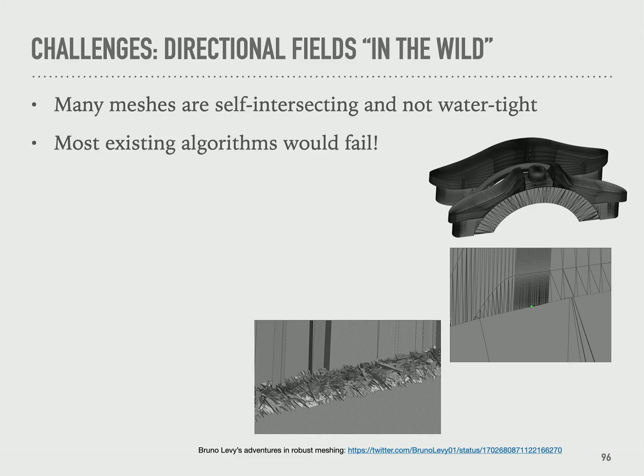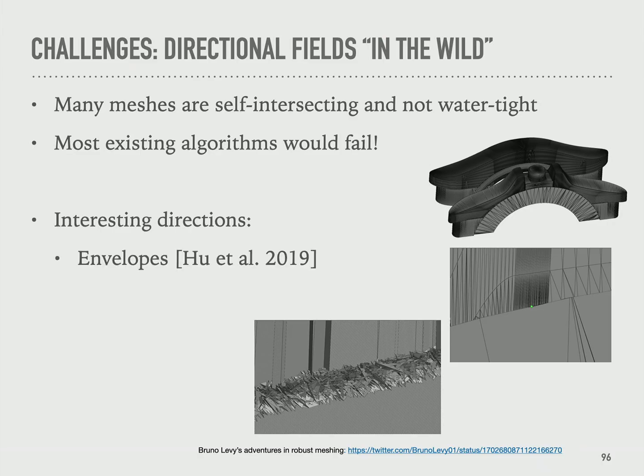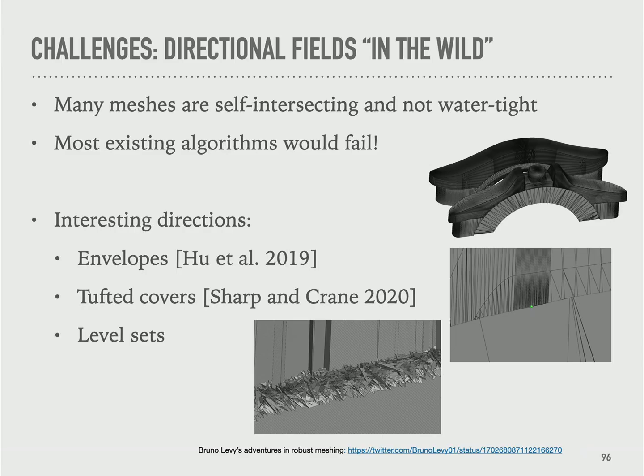Okay, so most existing algorithms would fail. So interesting directions will always be some kind of ambient approach: either creating envelopes around meshes and working on those envelopes, stitching the mesh into pillow-tufted covers to be able to work with missing pieces or things like this, or working directly on level sets like implicits, which is like envelopes, but not exactly.